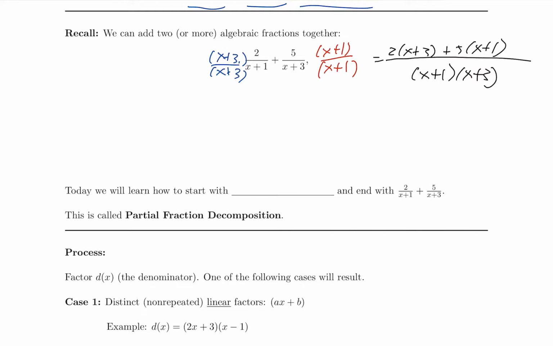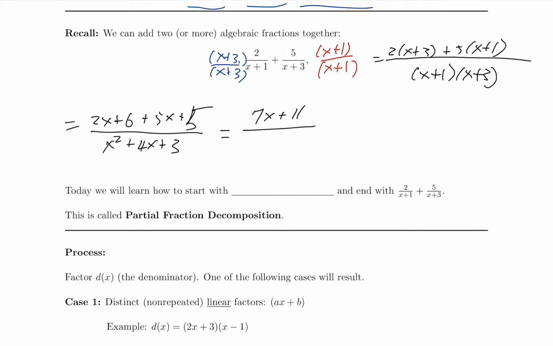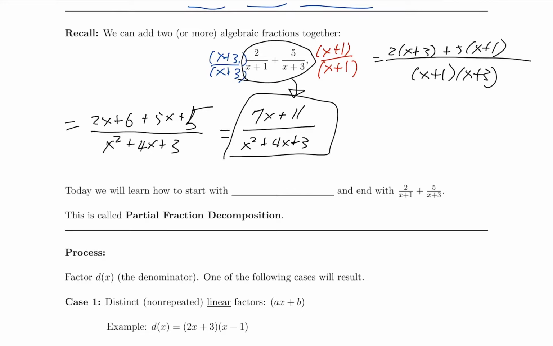Yeah, so we can simplify this. The bottom we can write as x squared plus 4x plus 3. In the numerator, we have 2x plus 6 plus 5x plus 1. Then we simplify to collect like terms: 7x plus, oops, this is 5, sorry, 7x plus 7... so the result is 11 over x squared plus 4x plus 3. So what we just did was combine the two rational expressions into one fraction.